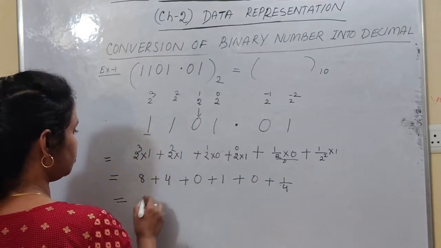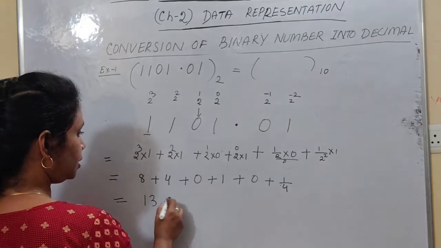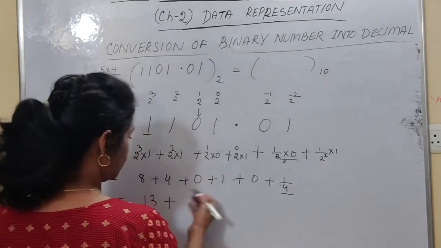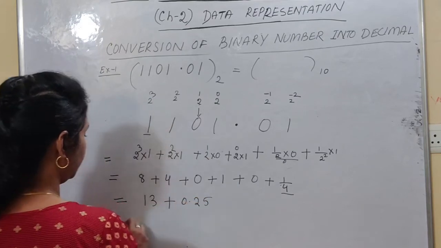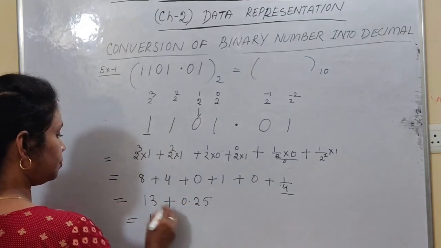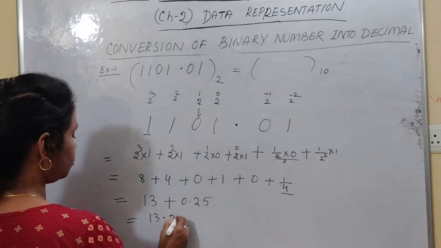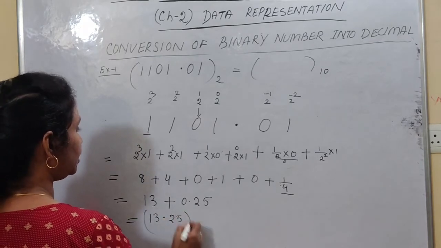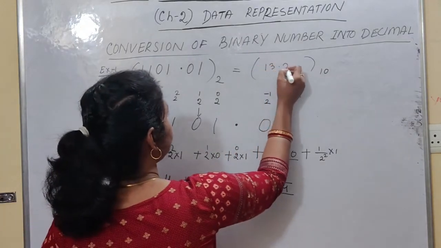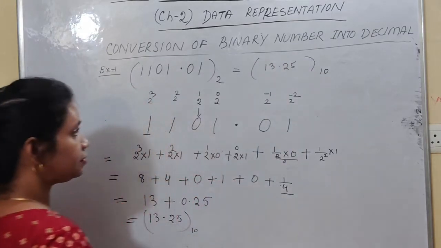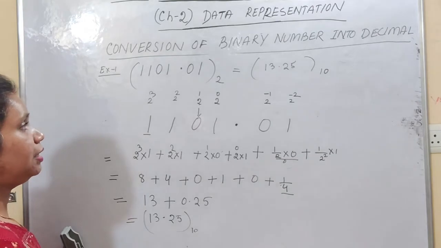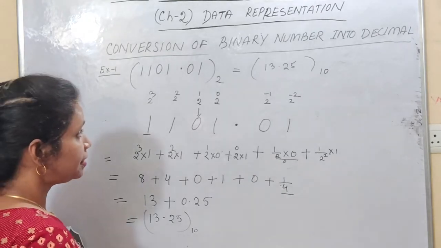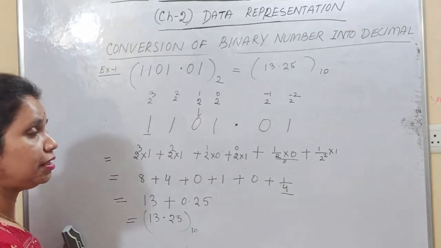8 plus 4 plus 1, that is our 13, plus 1 by 4. 1 by 4 is known as 0.25. Now you just add 13 plus 0.25. So it is 13.25. Base is your 10. So the answer is 13.25. So in this way you can convert any binary number in fractional form to its equivalent decimal number system.